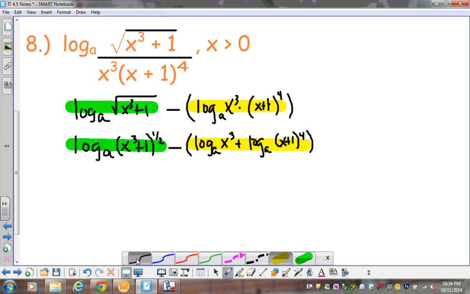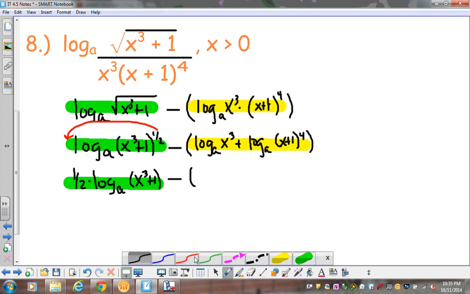Right here on this green side, the only thing else I can do is take this exponent and move it out front. So I'm going to take that 1/2 and move it right out front. Now I'm going to write 1/2 times log base a of x cubed plus 1. There is absolutely nothing else I can do with that. I can't expand x cubed plus 1 anymore, so I'm done with that part. Minus.